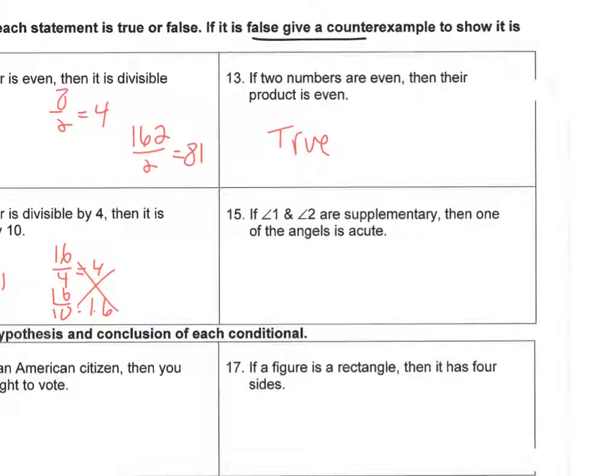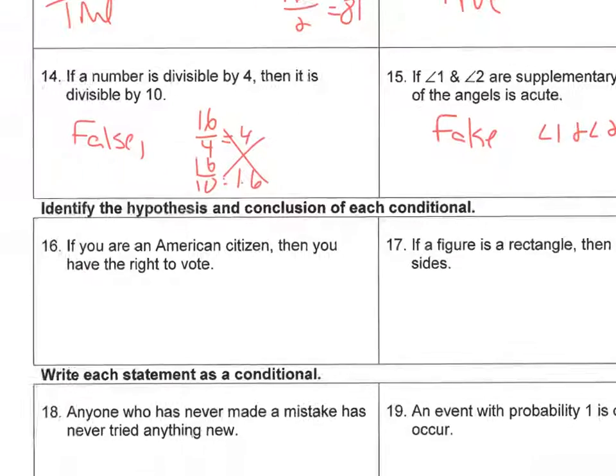It says if angle 1 and angle 2 are supplementary, then one of the angles is acute. Well, that makes sense for most of them. If you have any angle over 90 degrees, the other one's going to have to be acute to add up to 180. However, it's false, because if angle 1 and angle 2 equal 90 degrees, they're supplementary, but neither is acute. So make sure and read the directions on those guys.